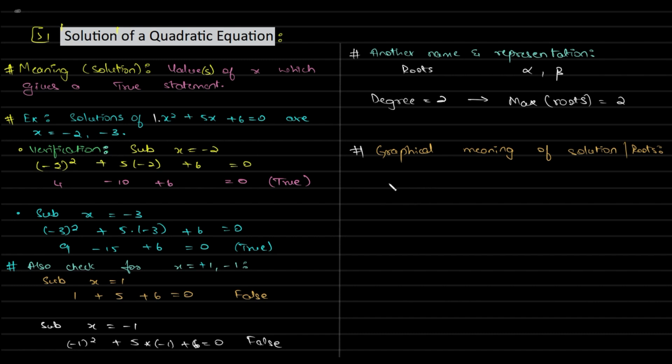So graphically, what does it mean? It's the coordinate along the x-axis which the graph crosses. So the graphical meaning is nothing but: whatever equation you have, if you plot it and see that it's crossing particular values of the x-axis, particular coordinates of the x-axis, those are your zeros or roots or solutions.